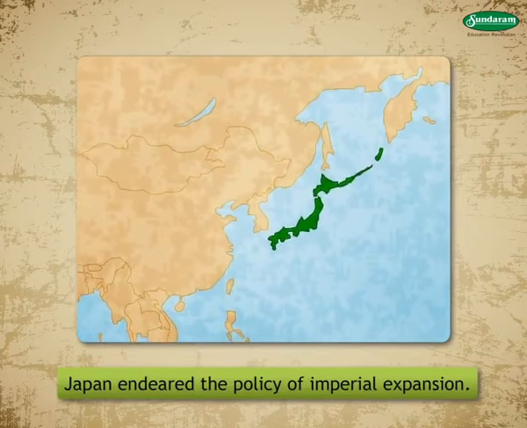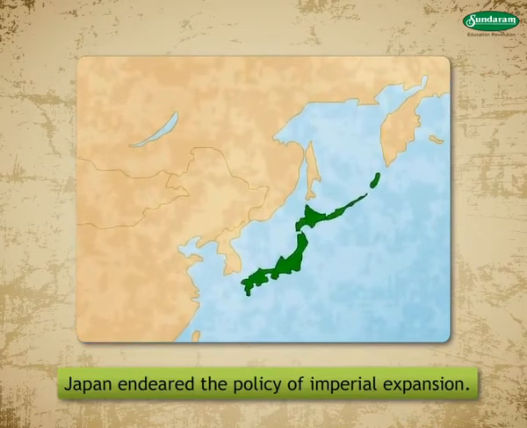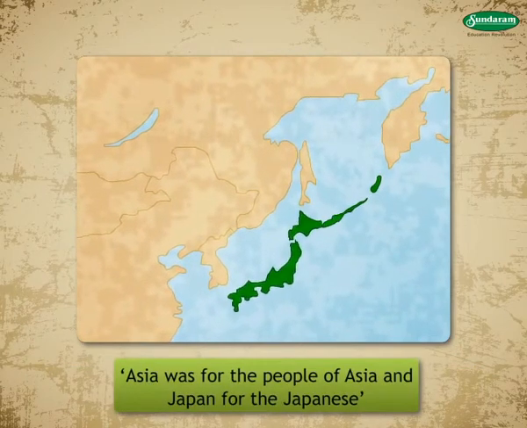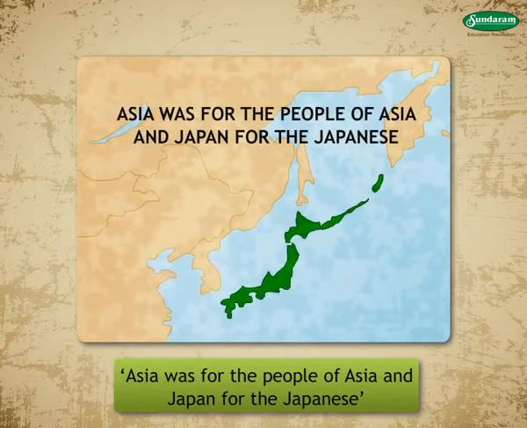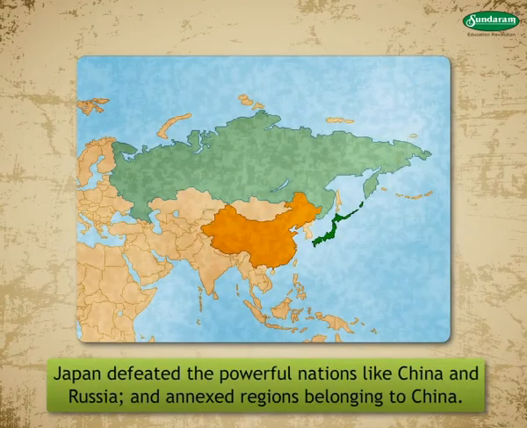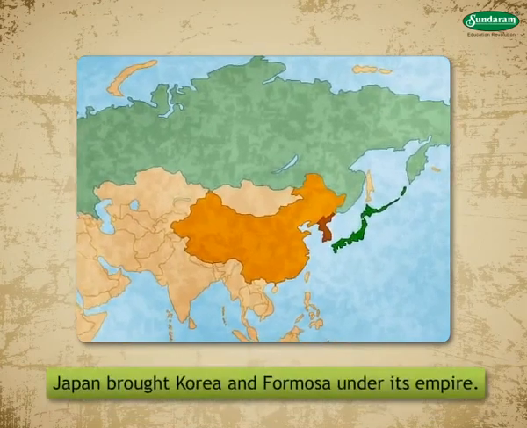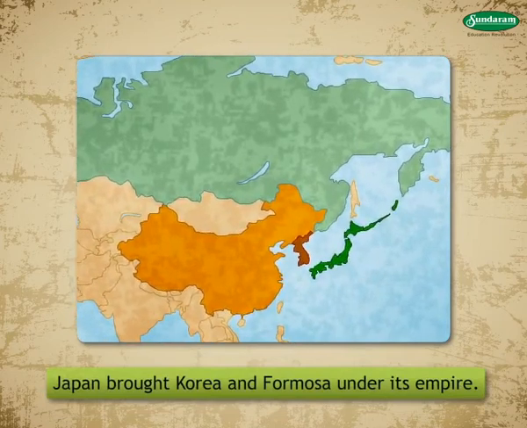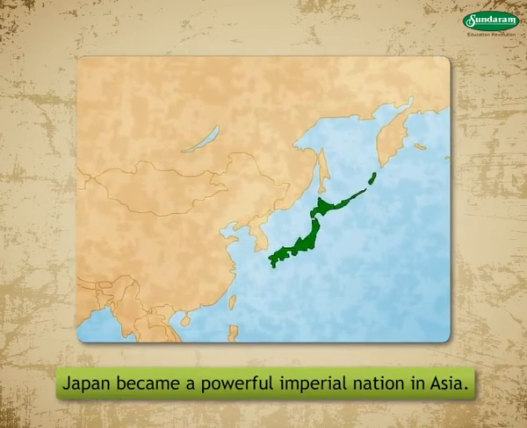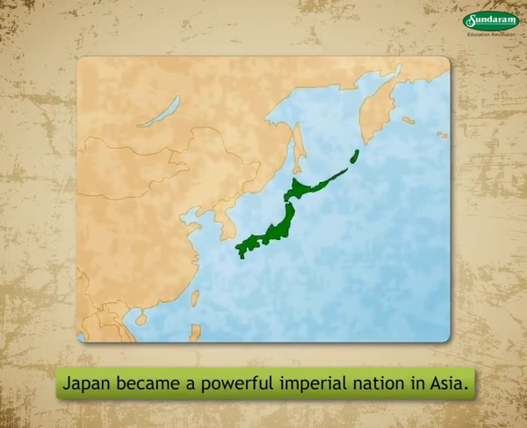After modernizing itself, Japan pursued the policy of imperial expansion. On the one hand, it made an announcement that Asia was for the people of Asia and Japan for the Japanese, and on the other, with a view to imperial expansion, it defeated powerful nations like China and Russia and annexed regions belonging to China. Japan brought Korea and Formosa under its empire. Japan, the nation which was a victim of imperialism, became a powerful imperial nation in Asia.